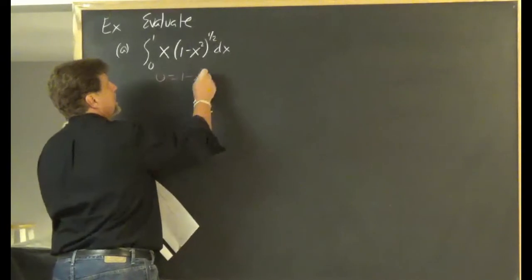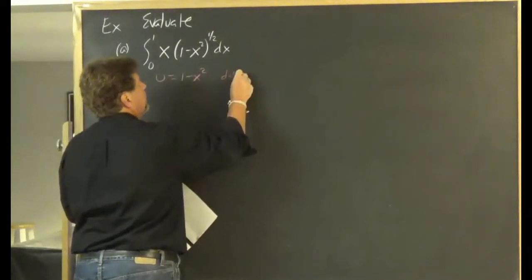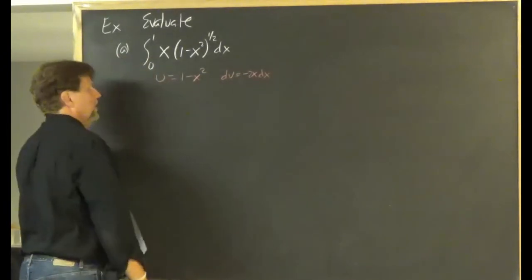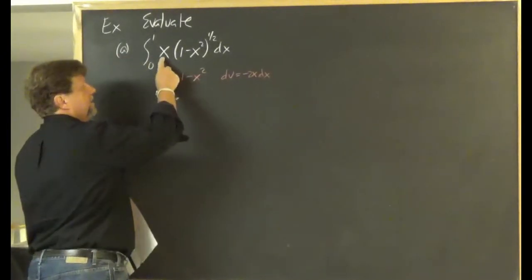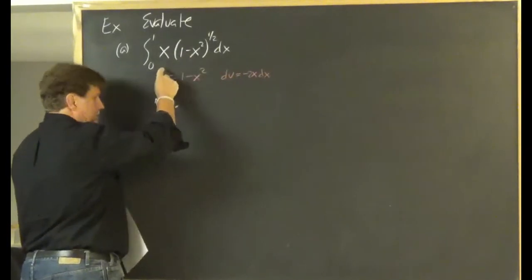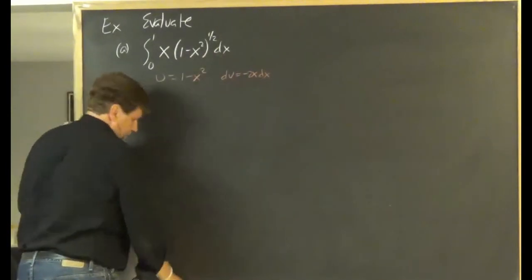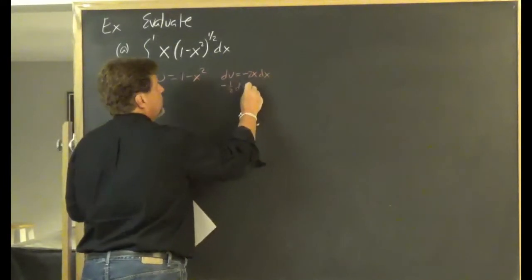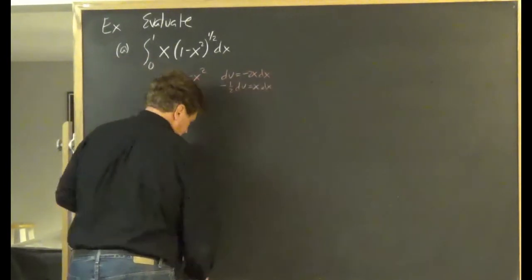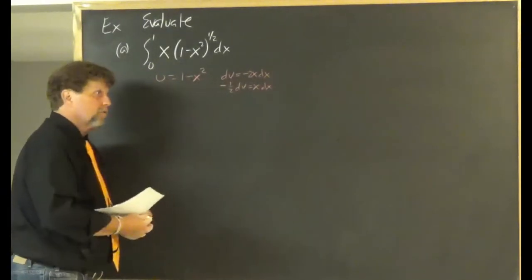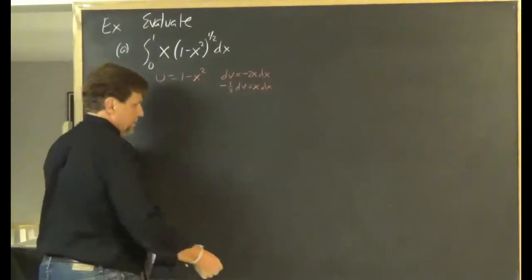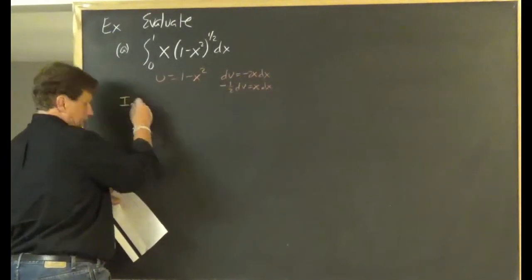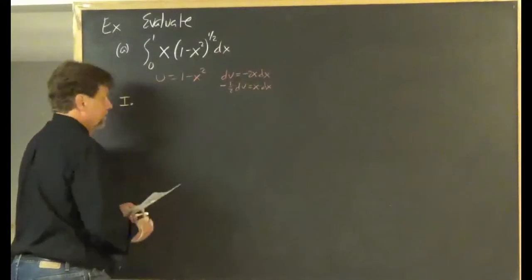Well, u is 1 minus x squared. du is a negative 2x dx. And just kind of looking ahead, after I make my u sub, I'm still going to have an x dx left over. So negative 1/2 du is x dx. So here is route 1. At least what I had on the slides is route 1.